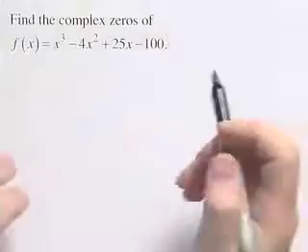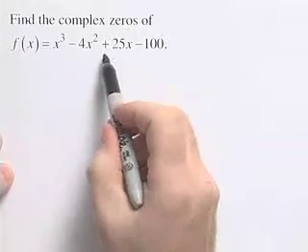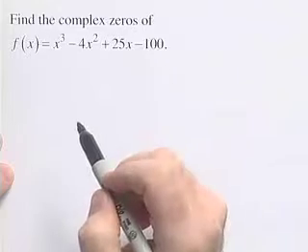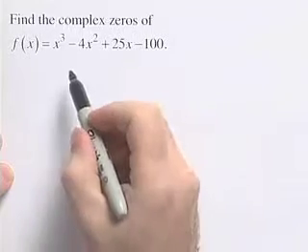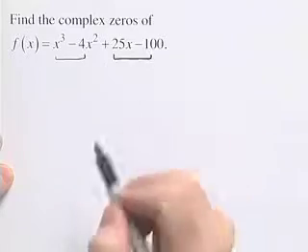For this next problem, we're going to find all the complex zeros for a polynomial function. Here our function f of x is x cubed minus 4x squared plus 25x minus 100. We'd like to start by factoring by grouping. We'll group the first two terms together and the second two terms together.